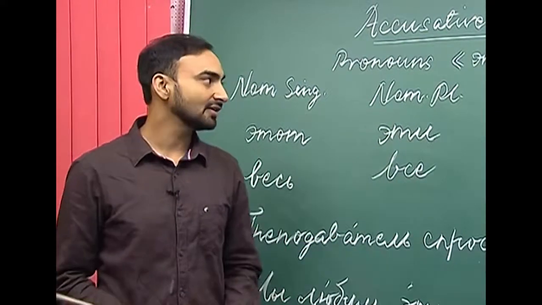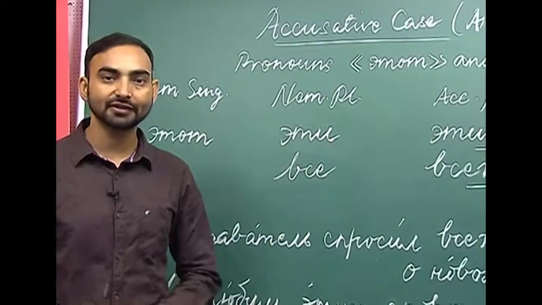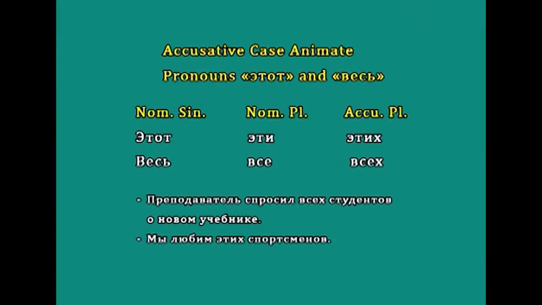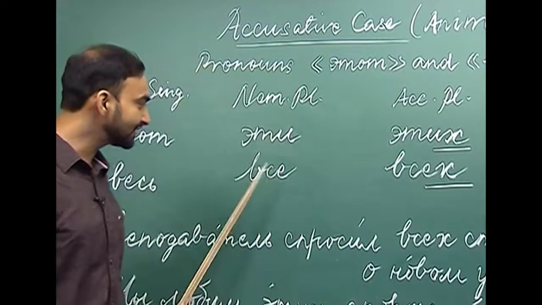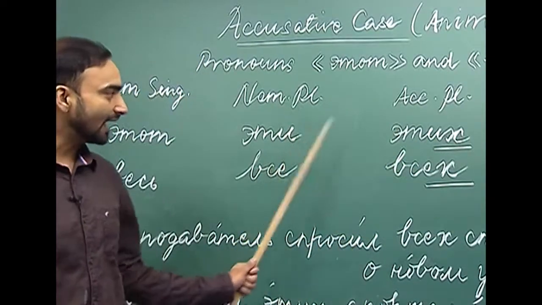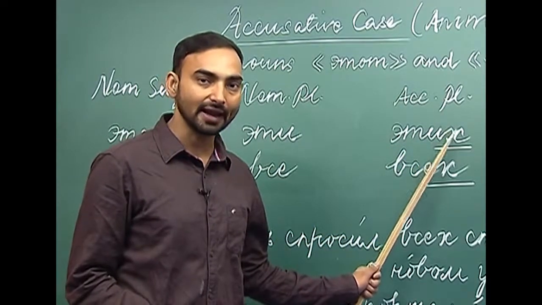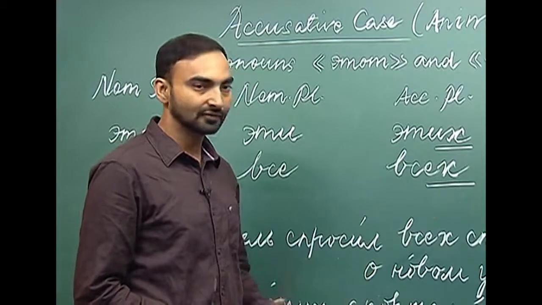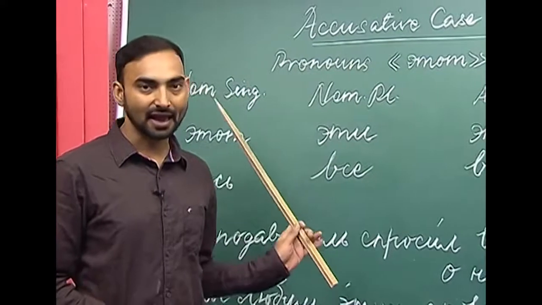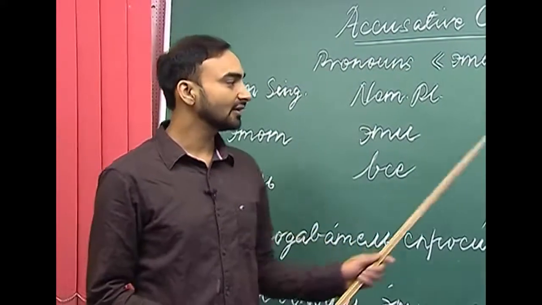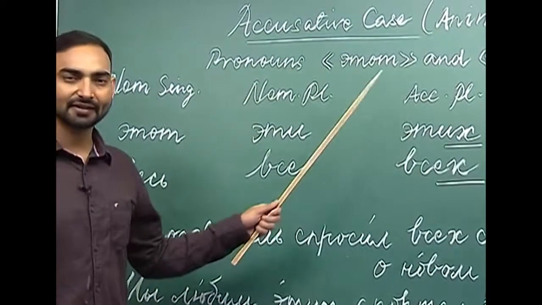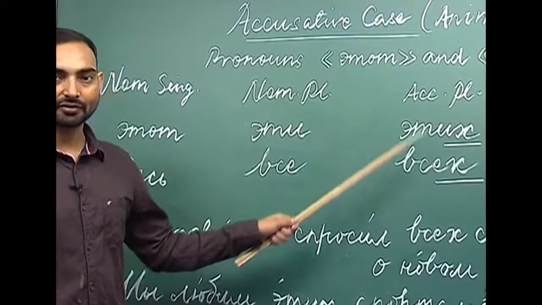So, what happens when these pronouns are used with plural animate nouns? Эти changes to этих and все changes to всех. So, what changes have we made here? We have added the consonant х at the end, этих and всех. So, this is how we get the accusative case form of the pronouns этот and весь if they are used with animate nouns. Let us look at some examples where these pronouns are used.